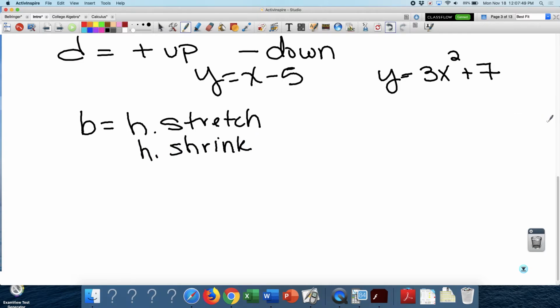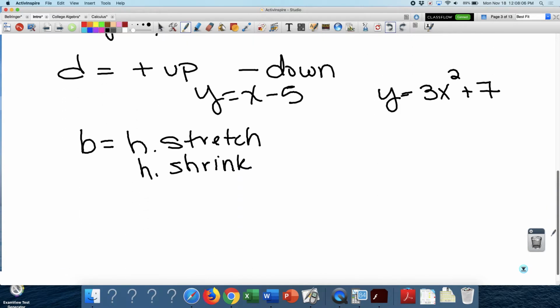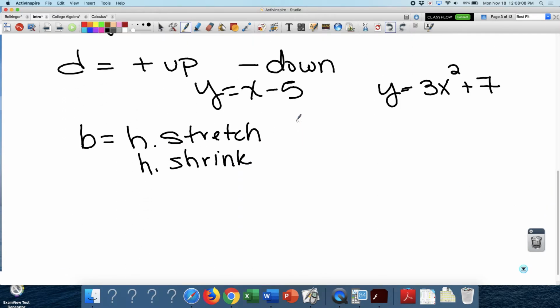Now, let's look back at A. A was a vertical stretch. What is the absolute value of A if it's greater than 1? Then it stretches. What is the stretch going to be? The absolute value, if it's more than 1, then you stretch. If it's less than 1, you shrink. No, it's the opposite of what you think. If it's more than one, it's a shrink.